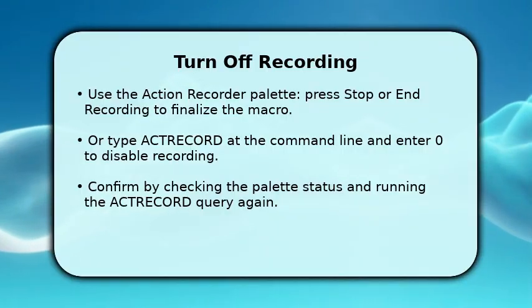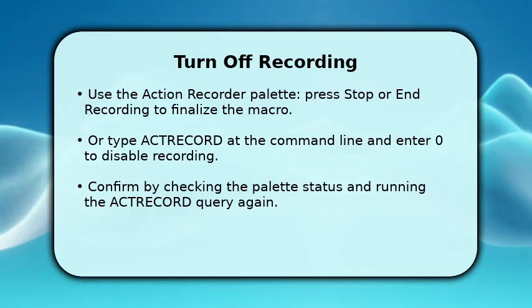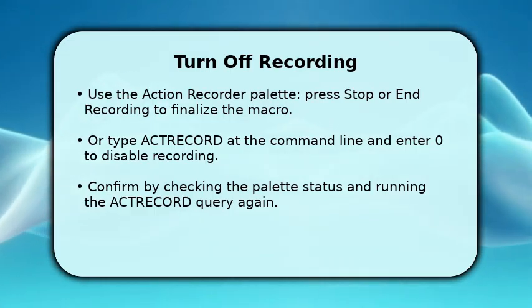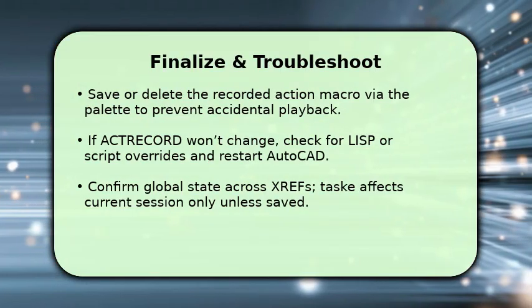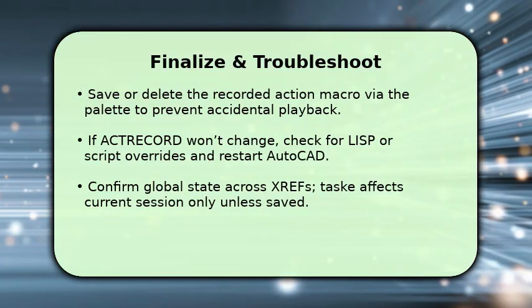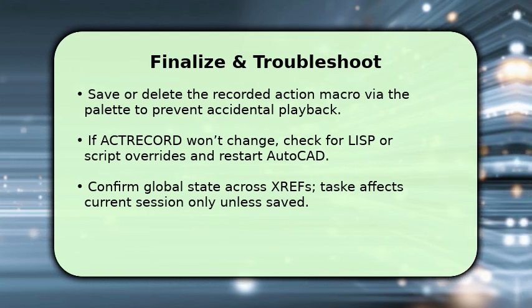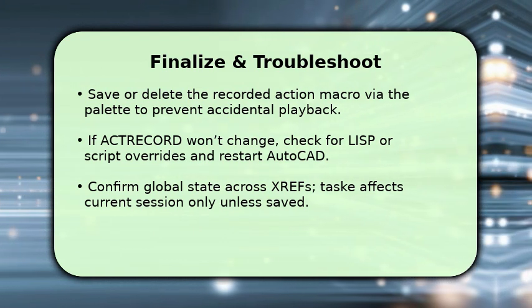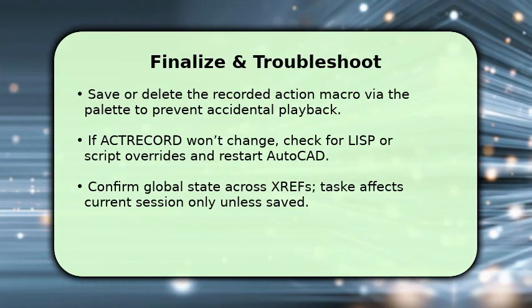If you saved a macro, note its name and location. Once done, verify with another Actrecord query so you don't inadvertently keep recording. Finish by saving the macro if you need it, or delete it from the Action Recorder palette to avoid accidental playback. If Actrecord doesn't flip to 0, check for startup Lisp, scripts, or custom menus that force recording.